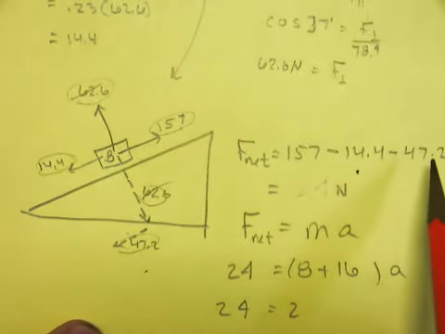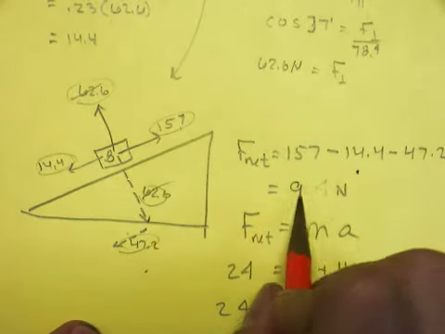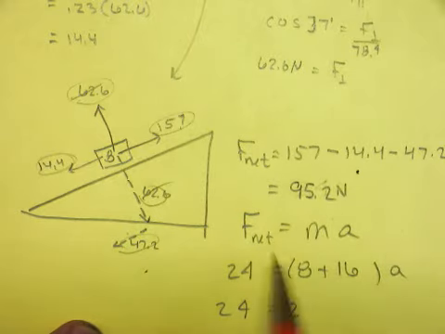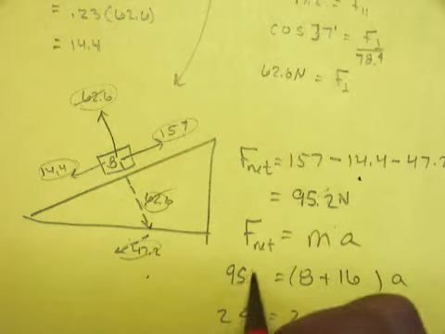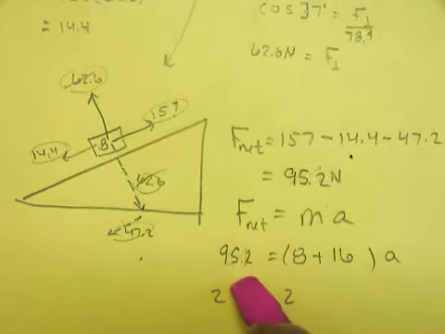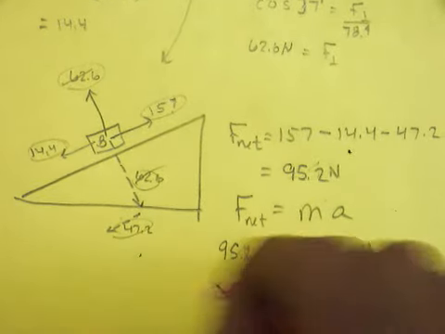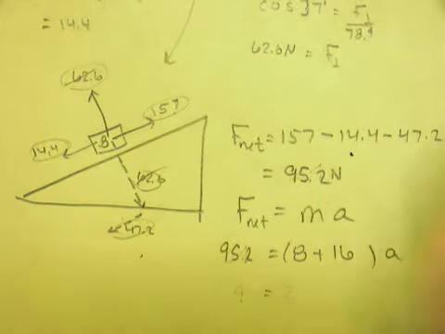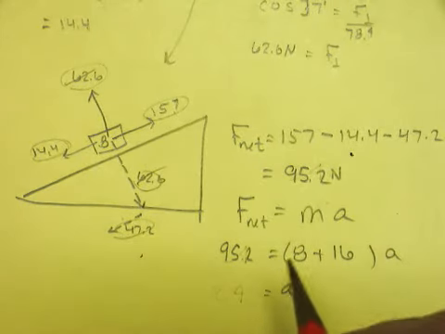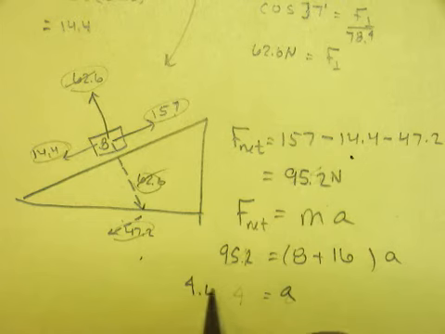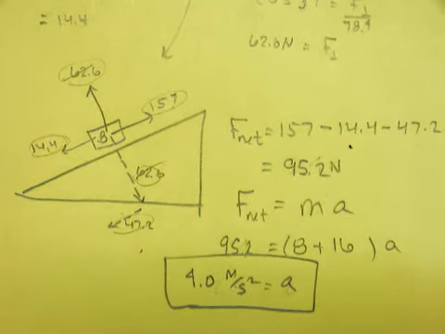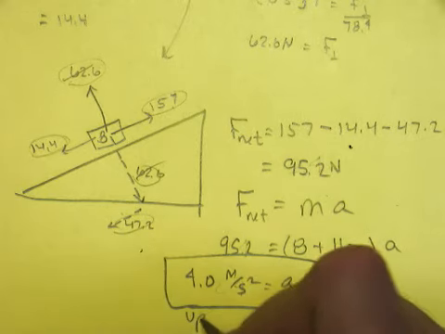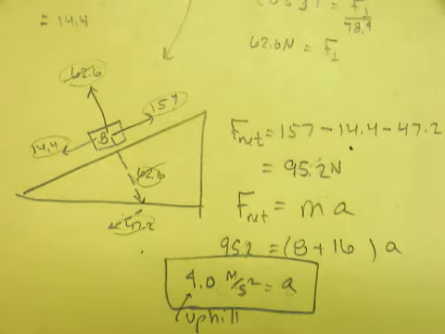157 minus 14.4 minus 47. That's 95.2. I made a mistake. So this is 95.2. And then I take 95.2 divided by 24. Okay, this is getting easier now. And you get 4.0. So that will tell you the acceleration, and that's uphill. You should definitely say that, because that's important.